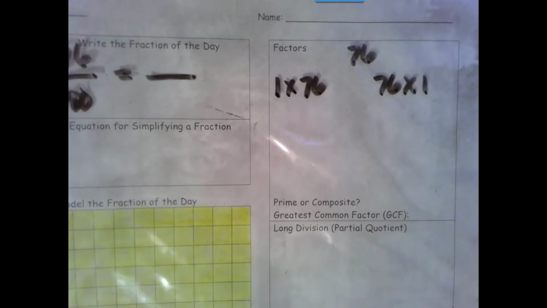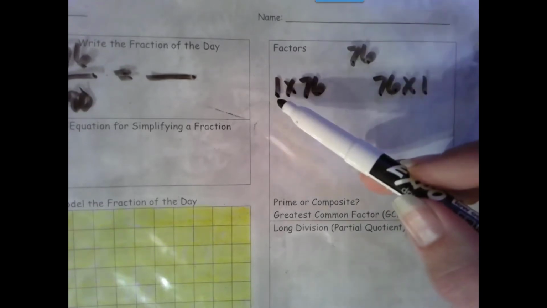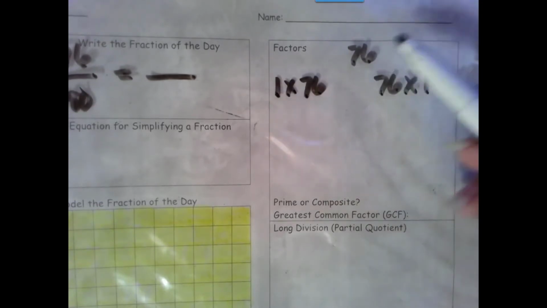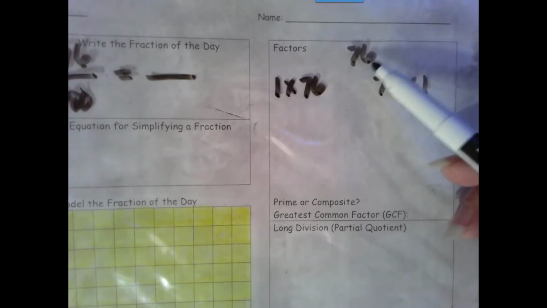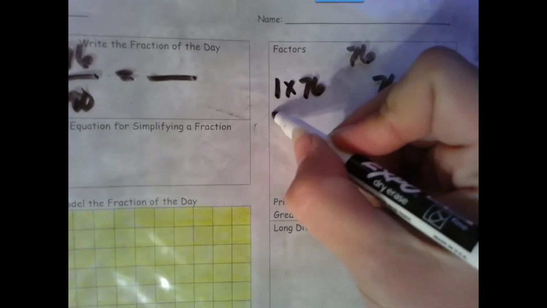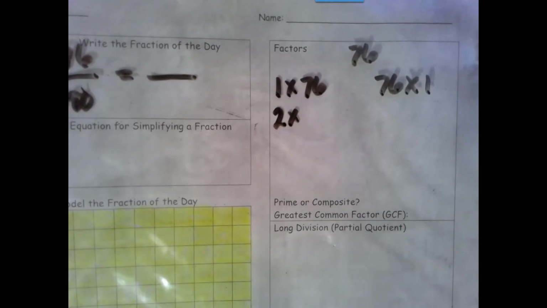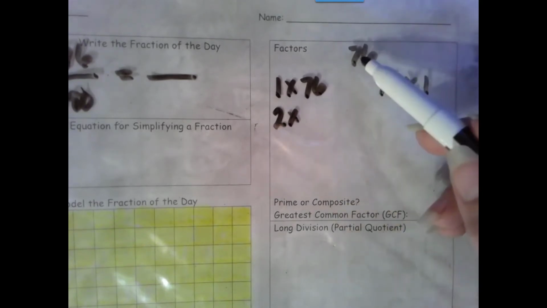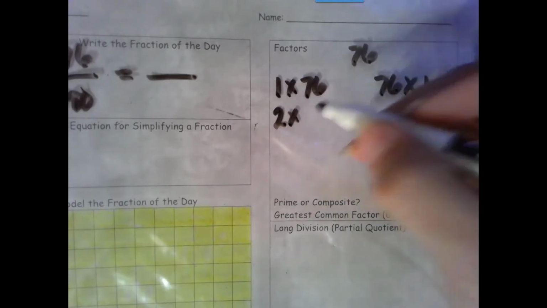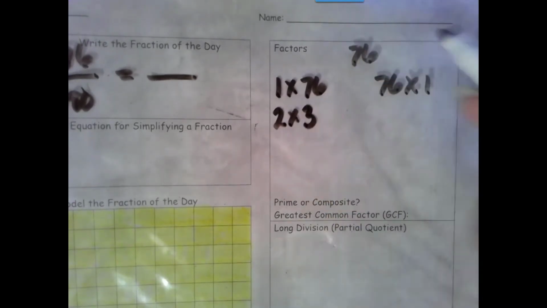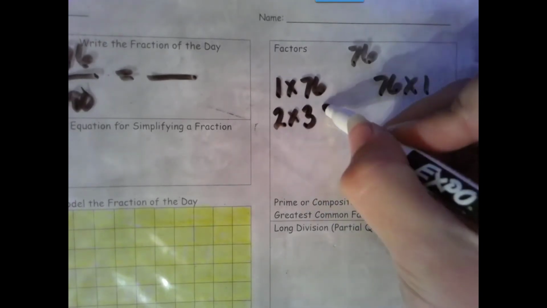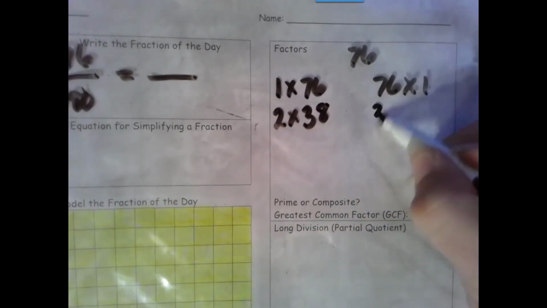Now we're going to go through our divisibility rules to find our other factors, and we're going to go in order so we don't miss any. So after 1, we try 2. The rule for 2 is that it ends in an even number. It does end in an even number, so 2 is a factor. I can't do half of 7 tens, but I could do half of 6 tens. Half of 6 tens is 3 tens, and that leaves 16. Half of 16 is 8.